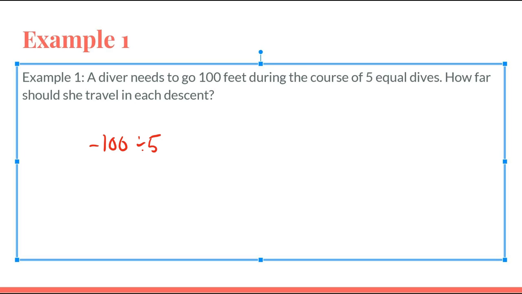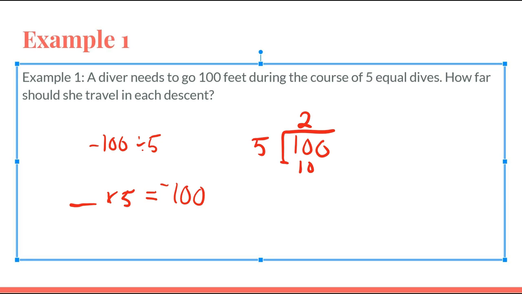Another way to think about that is something times 5, because there's 5 dives, has to give us negative 100 feet. It's going down 100. In either case, we do 100 divided by 5. 5 goes into 10 2 times, and it goes into 0 0 times with nothing left over. So that means that each dive would have to be 20 feet.